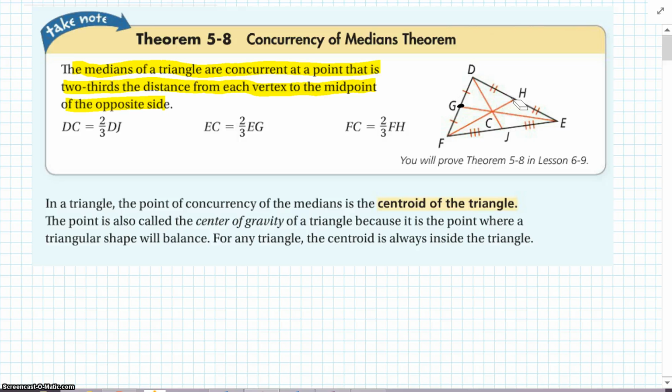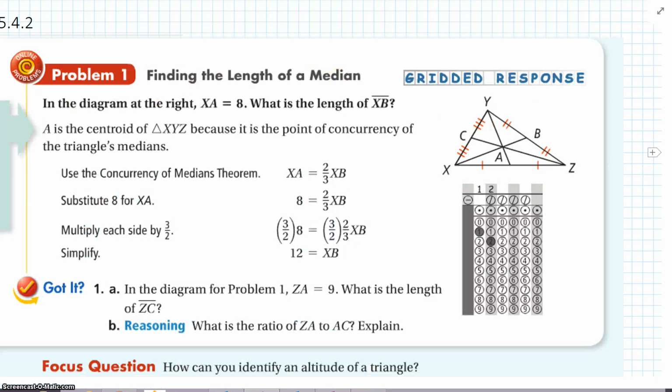Okay, in a triangle, the point of concurrency of the medians is called the centroid. The way I think about it is the median means the middle, and the centroid means the center. This is also the center of gravity of the triangle because it's the point where a triangular shape will be balanced. For any triangle, the centroid is always inside the triangle.